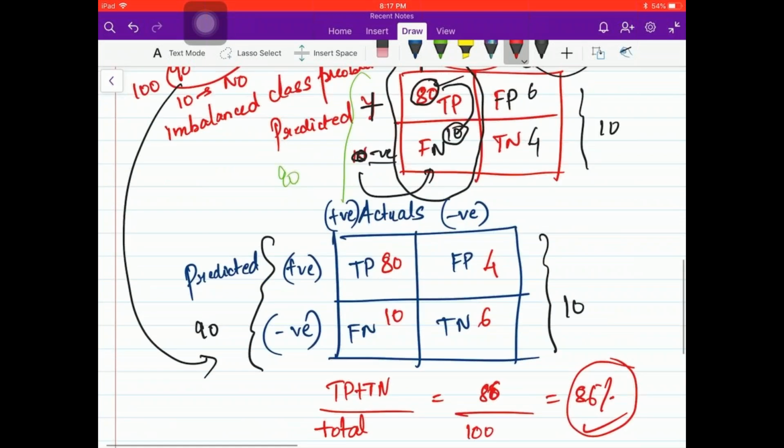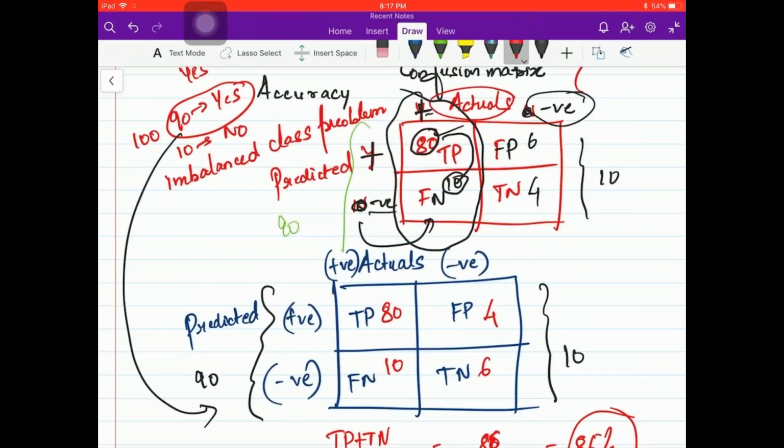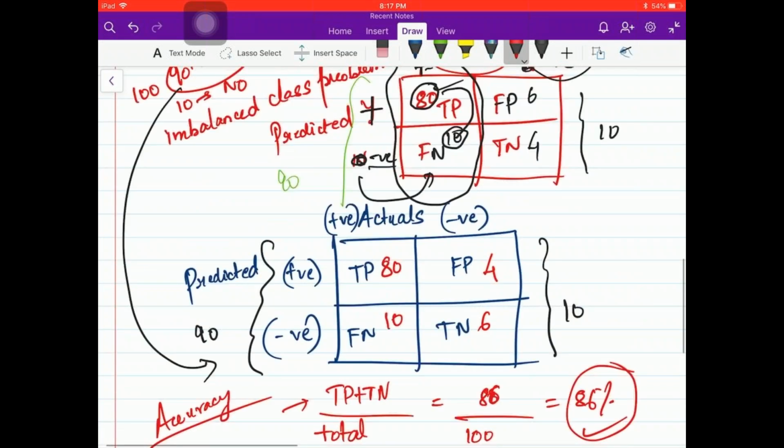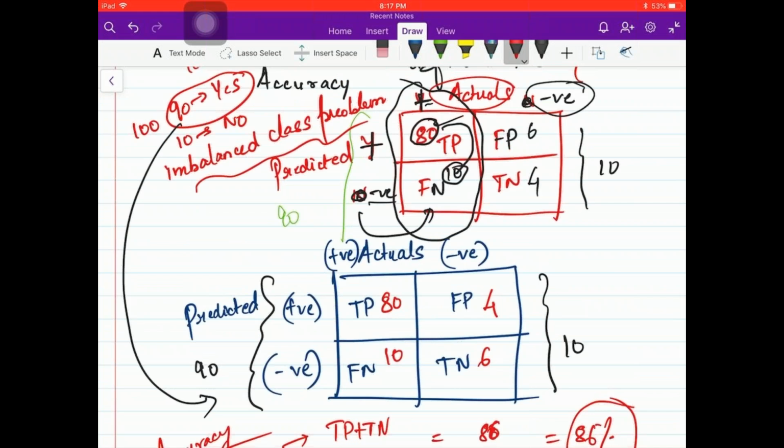I presented this to my boss and my boss says, what is this? If I predict everyone yes, still I will be 90% correct because 90% of the data is yes, right? So accuracy is not a very good measure to measure your classification performance. It can be very misleading, especially in this case when you have an imbalanced class problem.